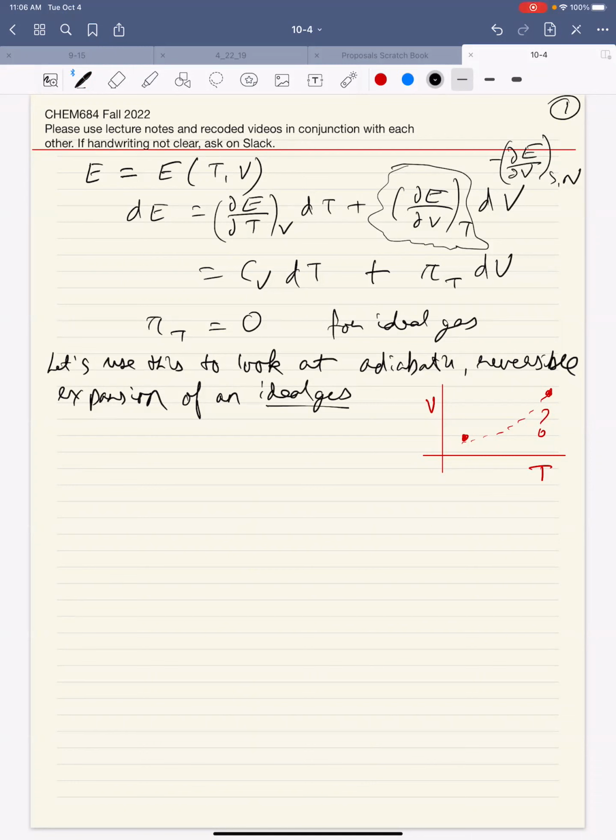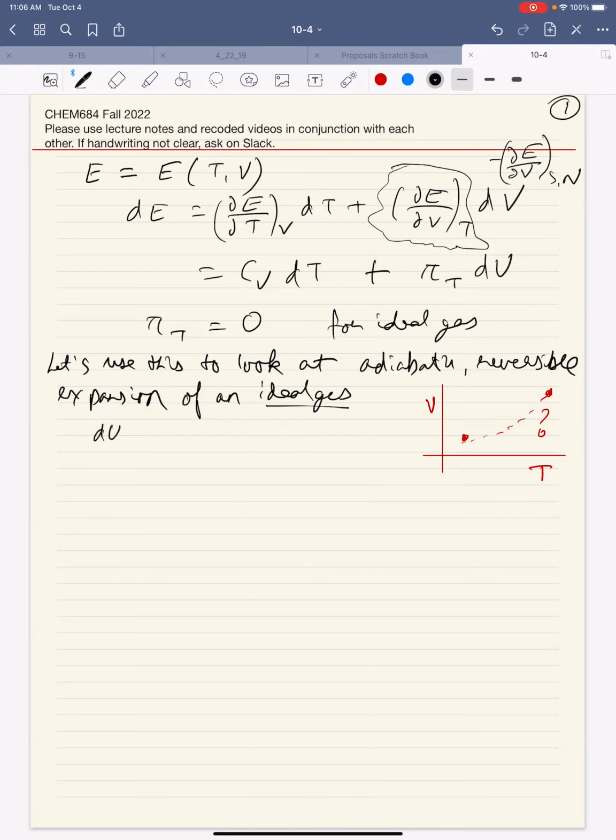So in order to calculate this, let's do this for an ideal gas. So what should we start with? What equation do you think we should start with in order to calculate this curve? It's an ideal gas. You all know PV is equal to nRT, right? That's not going to do everything. Let's start with the first law of thermodynamics, right? Because we also know it's adiabatic.